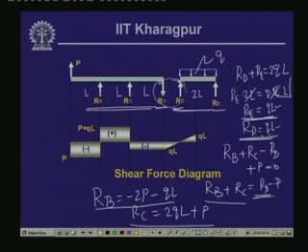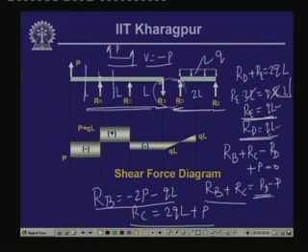Now, if you plot the shear force, and take a free body over here, here we have the force P. So, here we have P, this is V. So, V plus P equals 0. So, V is equal to minus P. So, here we have minus P from here to here, since you do not have any other load.